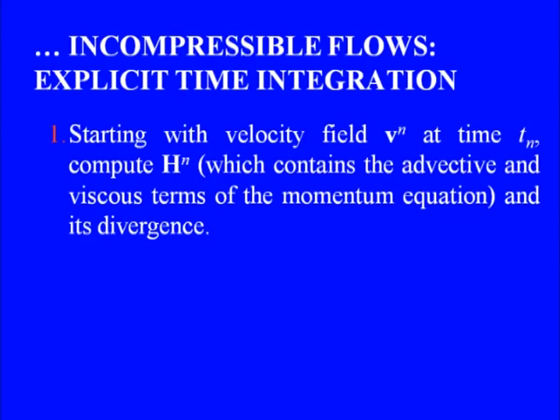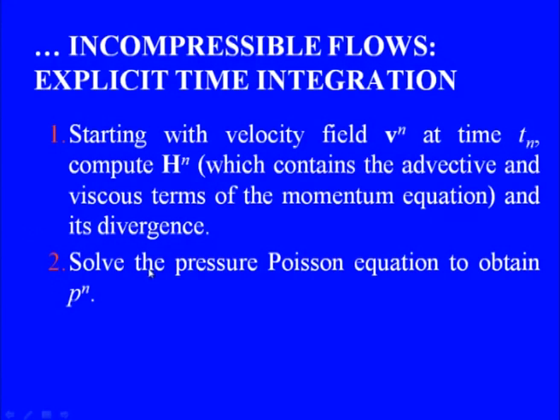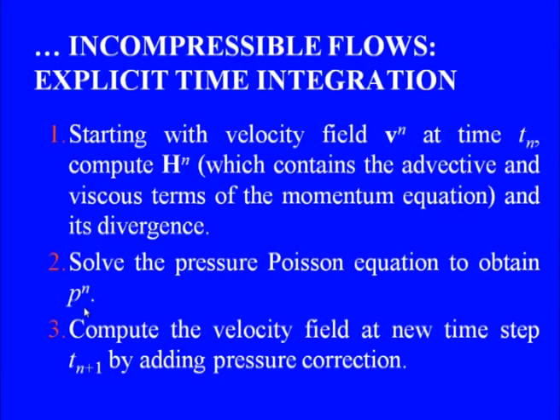Now, let us summarize these steps. Starting with the velocity field Vn at time Tn, compute Hn, which contains the advective and viscous terms of the momentum equation, and find its divergence, which we need as a source term for the pressure Poisson equation. The next step is to solve the pressure Poisson equation to obtain Pn. Once we know Pn, we know this explicit formula in which we substitute for del p n by del xi and H at n, and that gives us the velocity field at time level Tn plus 1.